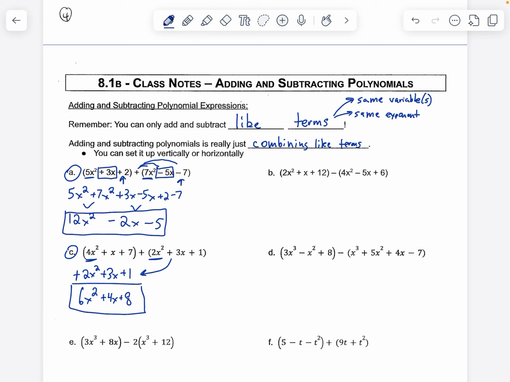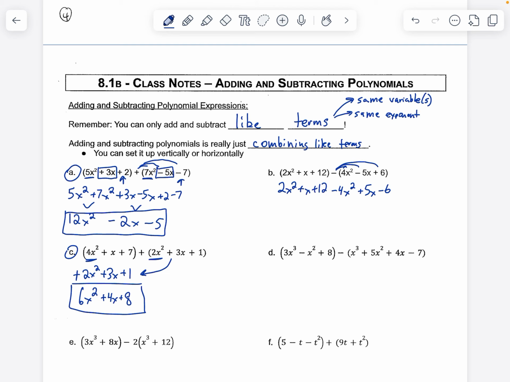Now what about when we're subtracting? Well, obviously things are a little different. We need to subtract not just the 4x, but we have to subtract all of these terms. So if you're doing it horizontally, what we're going to do is distribute or change the sign on all of the terms in the second polynomial. So this would become negative 4x squared plus 5x and minus 6. All of the terms in the first polynomial don't have anything distributed to them, so they'll just stay as 2x squared plus x plus 12.